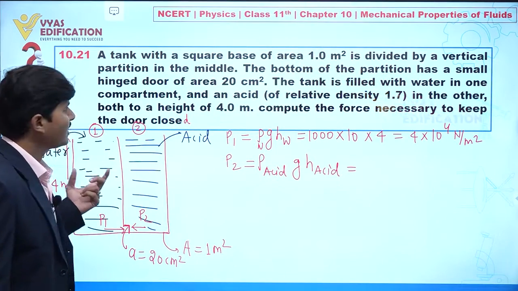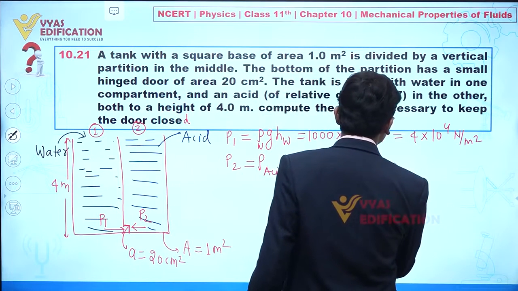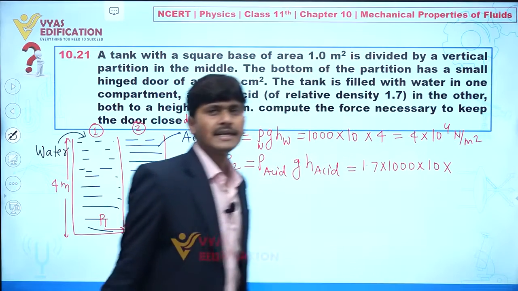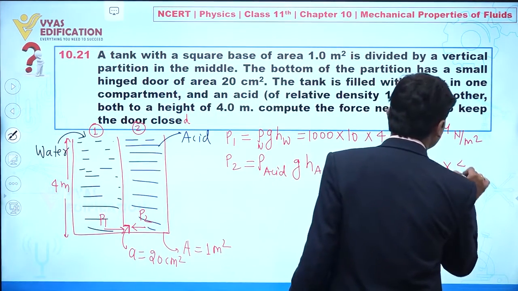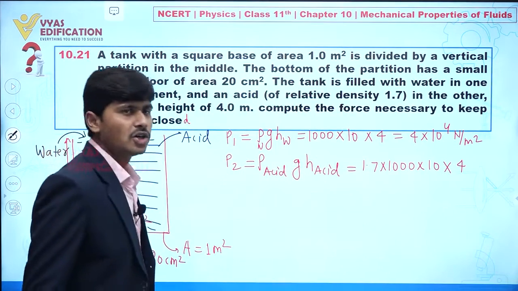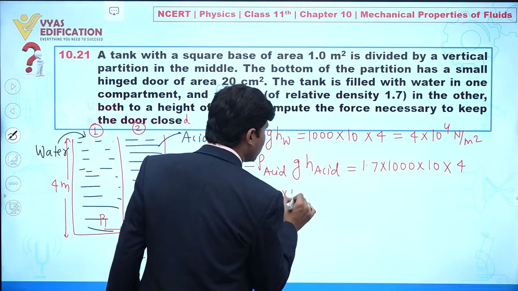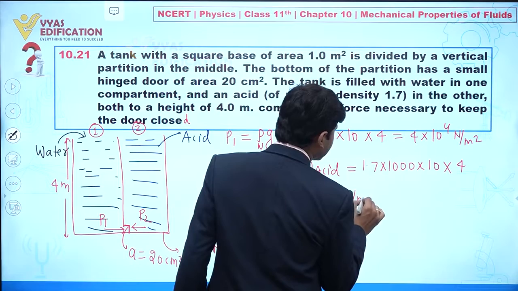Now it is given that the relative density is 1.7, so we can say this is 1.7 into 1000, multiplied with g, and the height of water or acid, both are given and are the same, so this is multiplied with 4. So now we can write this is equal to 4 into 10 to the power 4 into 1.7 Newton per meter square.